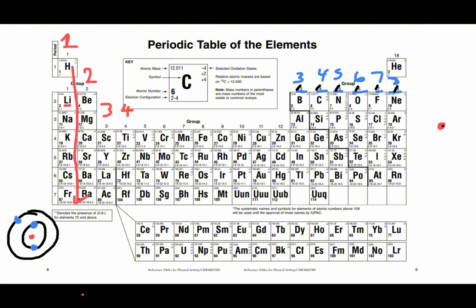So let's say this is boron's nucleus. This is going to be its first shell. This is going to be its second shell. It's going to have 2 electrons in the first shell. And boron has 5 protons, its atomic number is 5, so that means it's going to have 5 electrons total. So we need 3 more electrons. That means 3 electrons in the valence shell.